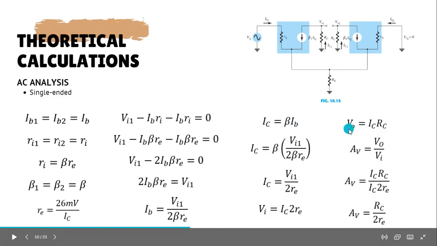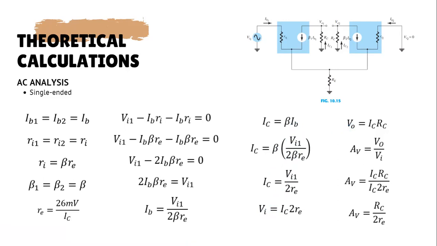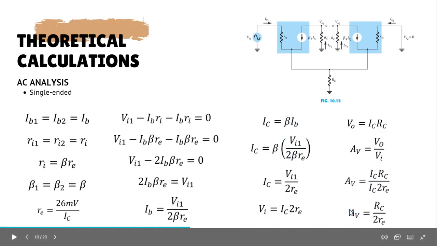The set formula for VO is given to be IC RC, and so to get the voltage gain of VO over VI, you simply substitute the formulas of each voltage. You have IC RC over IC 2Re, and cancel out the two ICs. You have the single-ended voltage gain is equal to RC over 2Re.